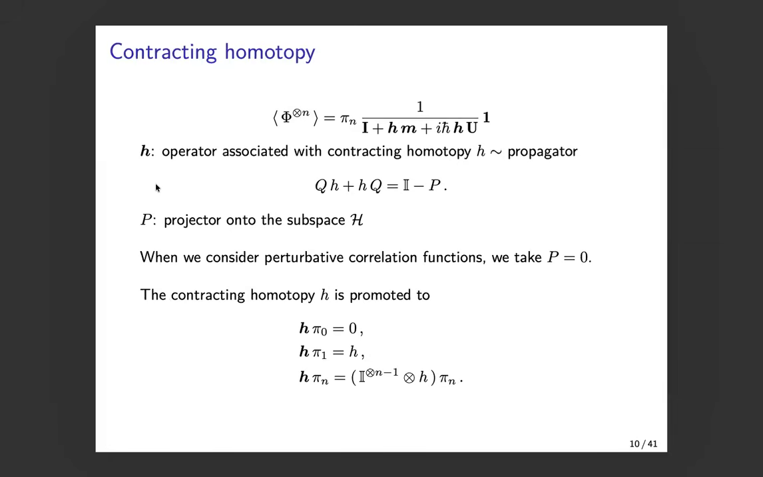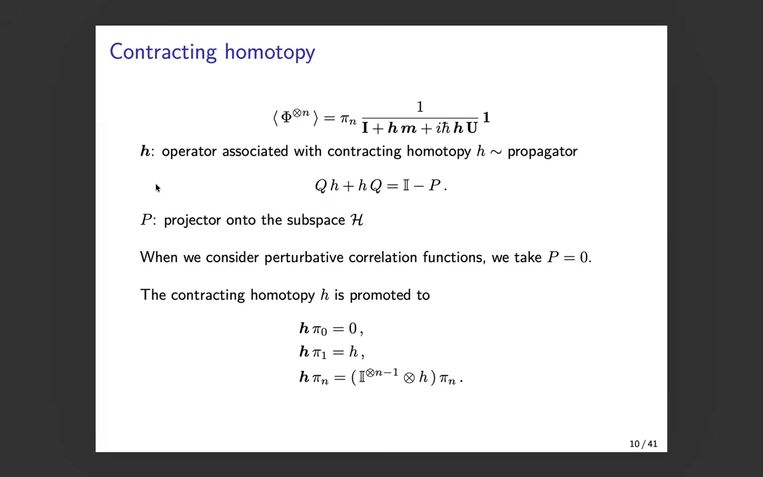So the last part of the formula, which I haven't explained yet, is H. This operator is called the contracting homotopy, which appeared in Clinton-San's talk. So we first consider the operator H from H to H, and then we define H by this property.